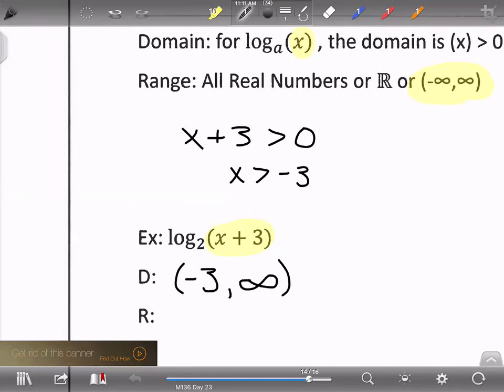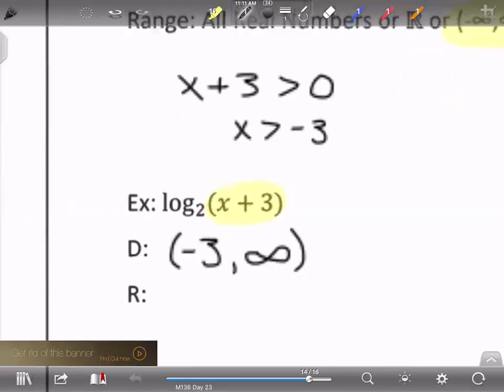Any number starting with negative 3, not including negative 3, that's why I use the parentheses, all the way up to positive infinity. Any number that's bigger than negative 3 will work. Your range is going to be the same for all of these. They're going to be negative infinity to positive infinity. So that would be your domain and your range.